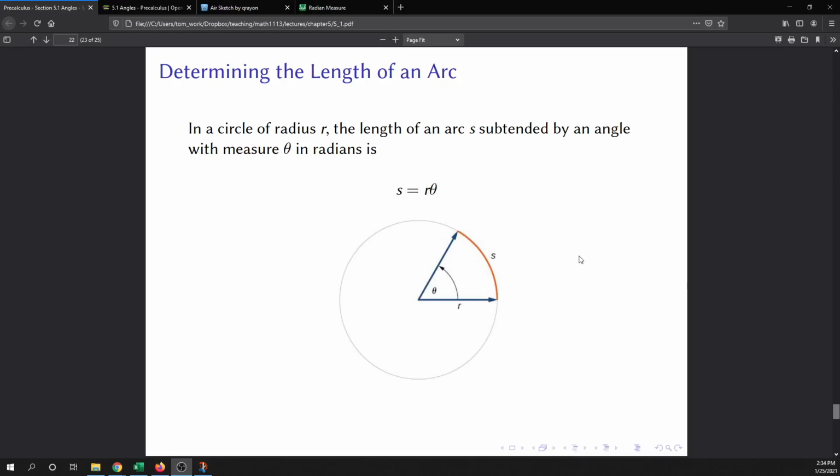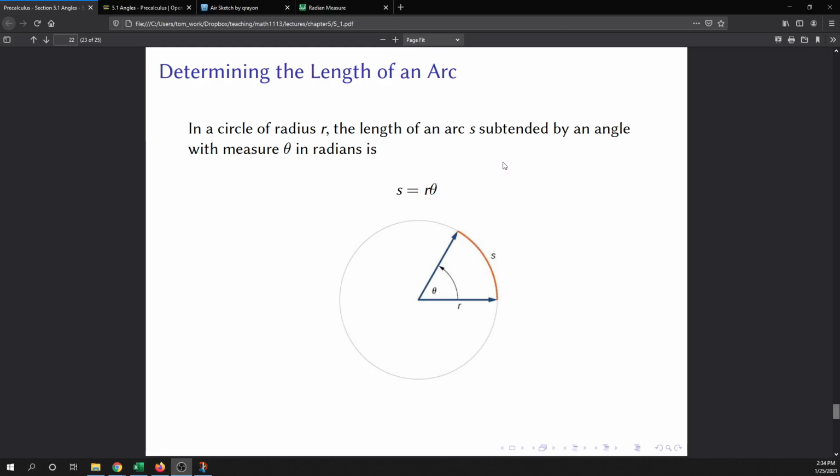All right, in this video, we're going to talk about determining the length of an arc. So the situation that we have is a circle, right? And the circle has some radius. And what we've got is an angle that is a central angle. That is, the vertex of the angle is at the center of the circle. And so that angle is going to cut off a part of the circle, right? And so that part of the circle is called an arc, okay?